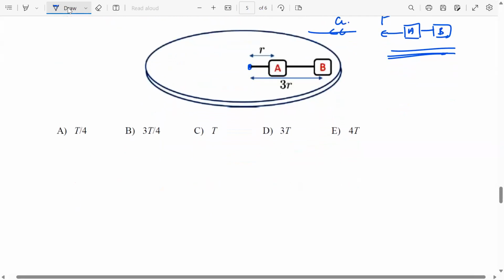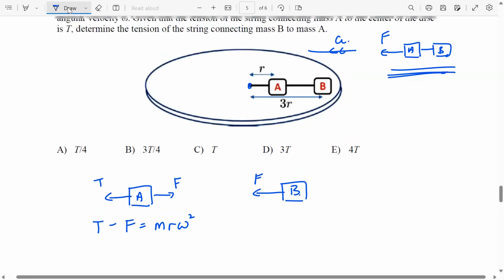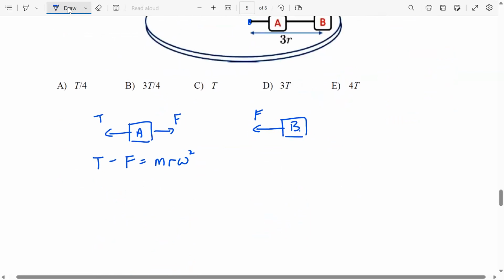So for A and B, let's draw the free body diagram of A and the free body diagram of B. We draw them separately. For A, this is tension. They tell you this is T, but let it be F. We don't know. The resultant, T minus F, is equal to m r omega squared. For B, there is only the F, which is by Newton's third law. It's a frictionless disc, so friction doesn't play a role. So this F and this F is Newton's third law. And F is equal to m times 3r omega squared. Identical mass, 3 times the radius, identical angular velocity. So this is 3mr omega squared.